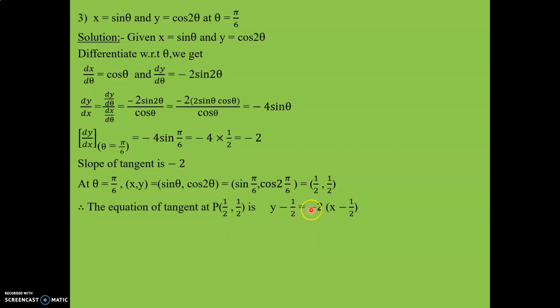y minus 1 upon 2 is equal to slope, which is minus 2, into x minus 1 upon 2. So taking LCM, (2y minus 1) upon 2 is equal to minus 2 into (2x minus 1) upon 2. The 2 cancels both the denominators. So 2y minus 1 is equal to minus 4x plus 2. Now this 4x we can take to the left hand side. 4x plus 2y minus 3 equal to 0 is the equation of tangent here.